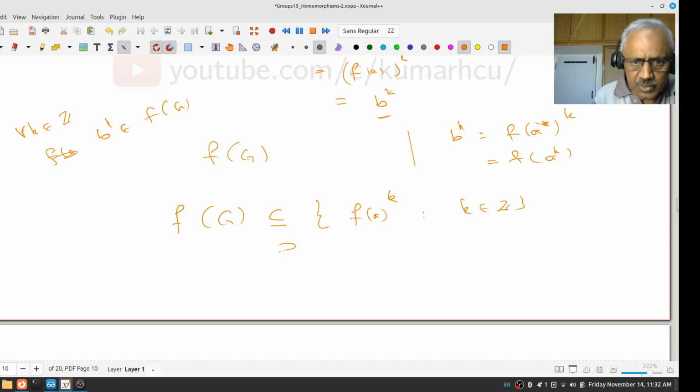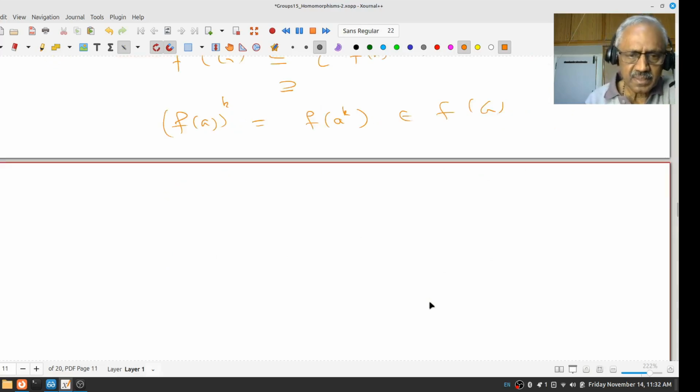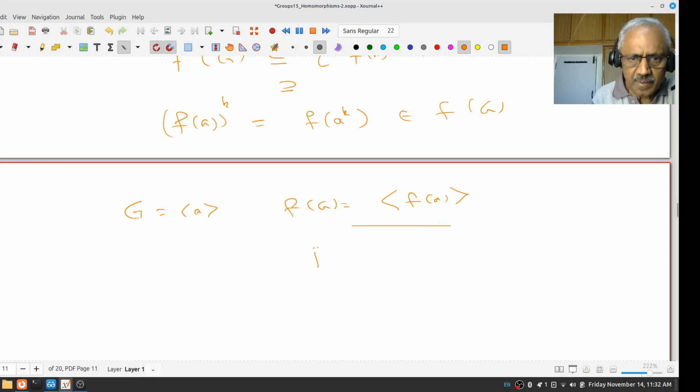Now I want to prove this equality, right? So start with any element b^k, but from our third point we know it is f of a^k, right? Therefore that belongs to f of G, right? Therefore equality holds. Okay, is that clear? Therefore we know that if G is generated by a, then f of G is a cyclic group generated by f of a. Okay, pause, review, proceed.